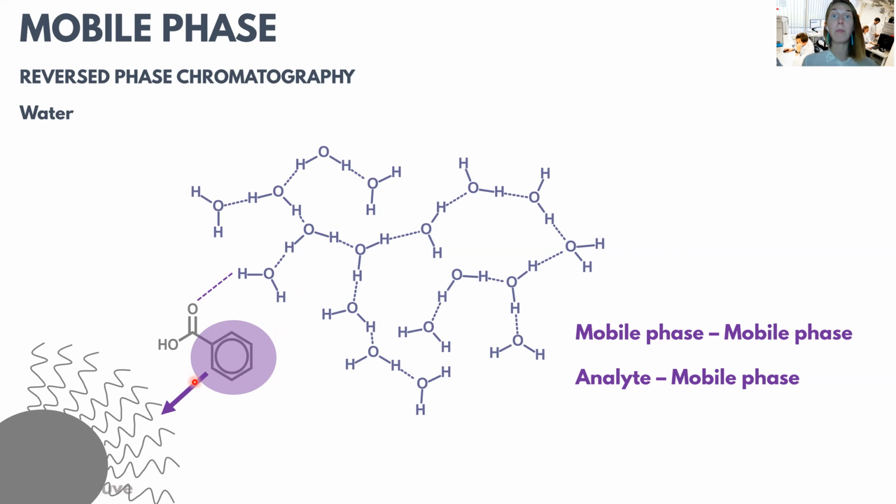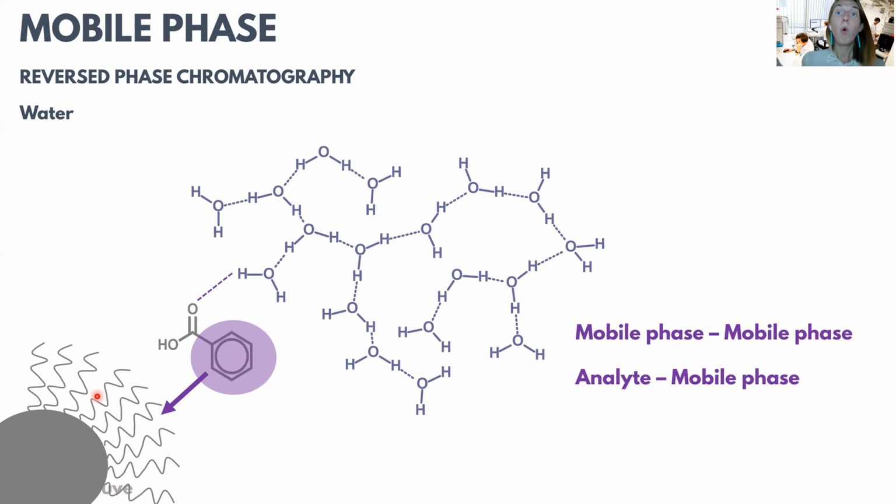And this is actually a very important concept in reverse phase chromatography: analytes do not necessarily interact with the stationary phase because they themselves have affinity towards the stationary phase, but rather they are pushed to the stationary phase due to the fact that mobile phase interactions are stronger than the analyte mobile phase interactions, and the analyte is therefore partitioning to the stationary phase.